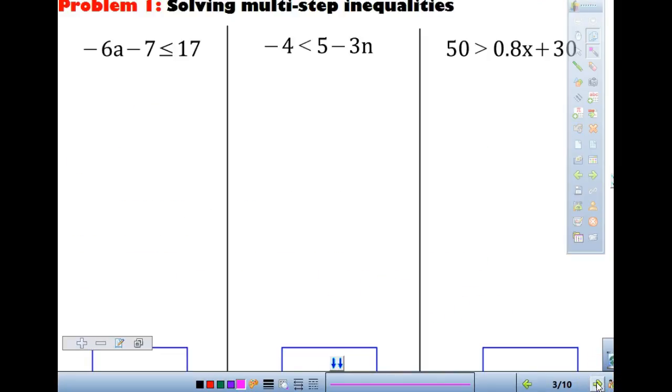So we are not going to do this last one up here. We're going to do the first two. As we do that first one, the first step would be to do what? Get rid of the 7. How? By adding 7, using the addition property of inequality. So I do that, and I add, and I end up with what?